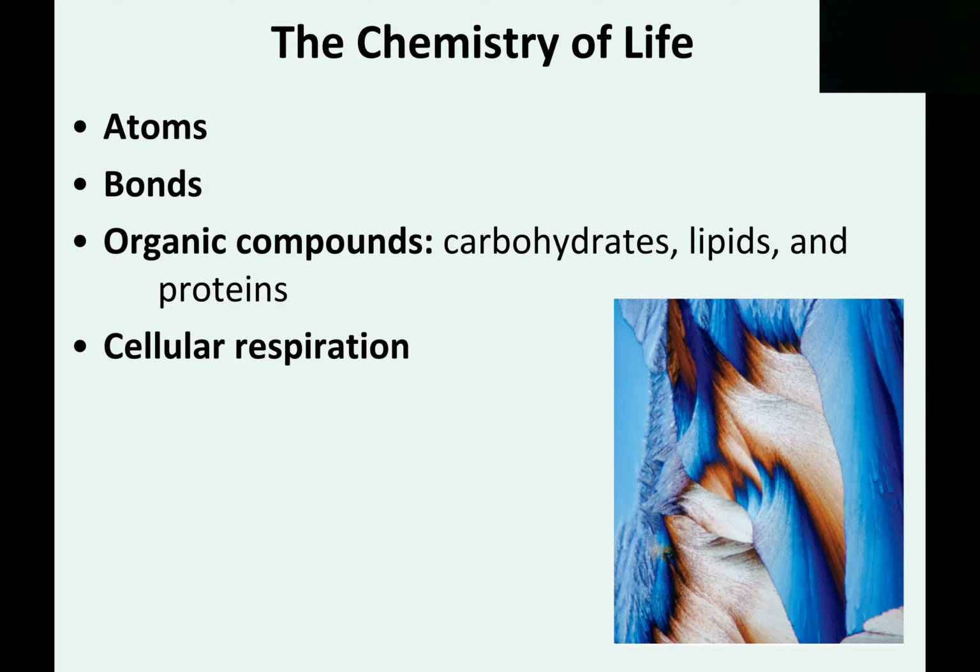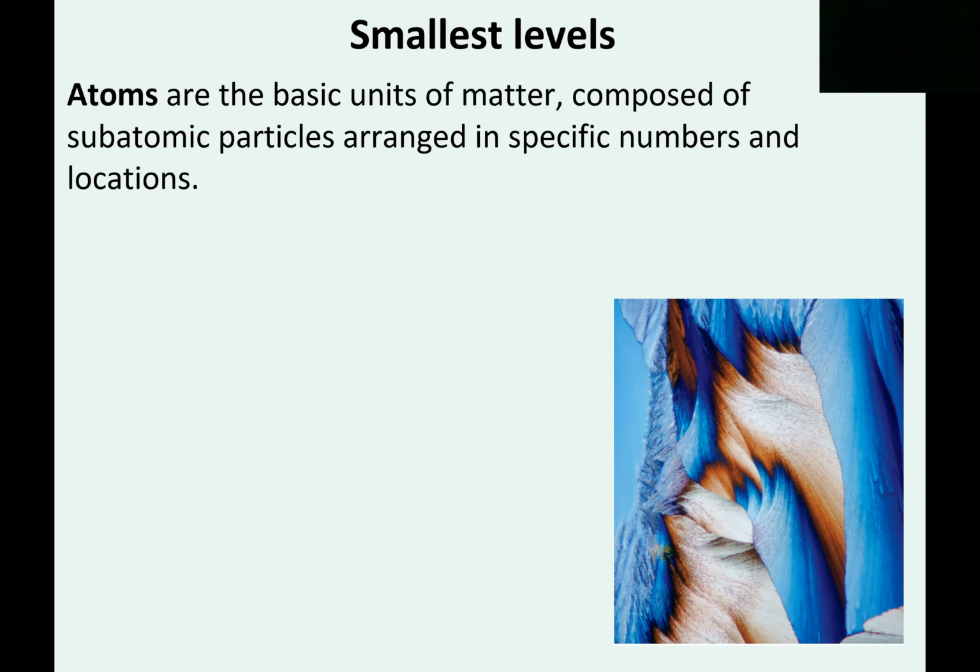Okay, so we start with the term atom. Atoms are the basic unit of matter, composed of subatomic particles arranged in specific numbers and locations. The chemists and physicists did not want to redefine the basic unit of matter when they came up with better equipment to look at smaller things. We're not going to look at anything smaller than a subatomic particle because we don't need to for what we're going to look at. The subatomic particles, there's 3 kinds.